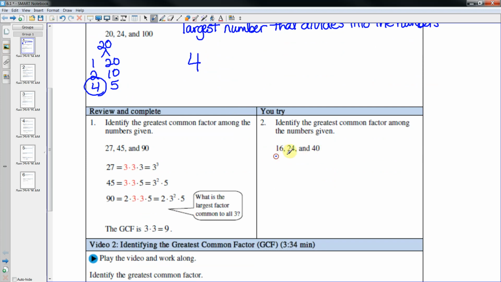So if I'm looking at 16, 24, and 40, I'm going to take 16 and I'm going to say 1 times 16 is 16, 2 times 8 is 16, 3 doesn't go into 16, 4 times 4 is 16, and then I'd be repeating myself. So here's my list. So out of this list of 6 numbers, which ones go into 24 and 40? 1 does, 2 does, 4 goes into all 3 of them. Does 8? 8 goes into 24 3 times, 8 goes into 40 5 times, so that one works. 16 does not go into 24 or 40, so 8 would be my greatest common factor.